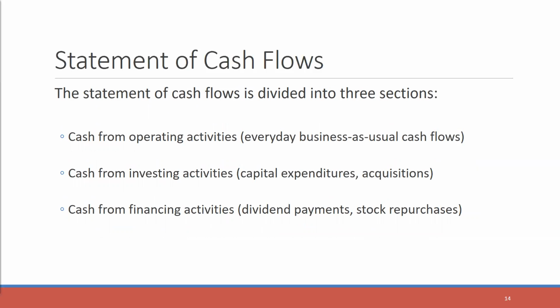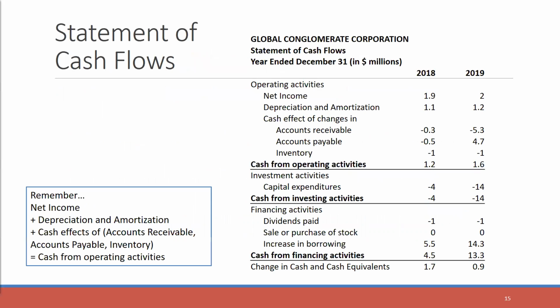The statement of cash flows is going to be divided into three sections. We've got our cash flows from operations. These are cash flows from everyday business as usual stuff. Cash flows from investing. So this is if we have a capital expenditure, if we build a new plant, or if we acquire a firm. Then also cash from our financing activities. So our dividend payments and our stock repurchases. Let's take a look at a statement of cash flows.